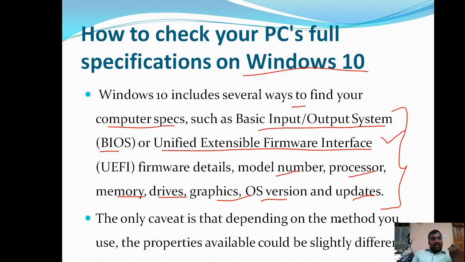Okay, in different ways. The only caveat is that depending on the method you use, the properties available could be slightly different. Whether you view the specification of your system by using the command prompt, it is going to display some of the properties. If you go with PowerShell, it also displays the specifications of the system, but a few of the specifications are displayed and a few are not. So they are slightly different in displaying the specifications of your PC.